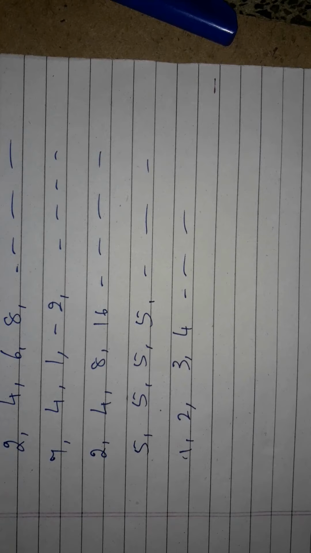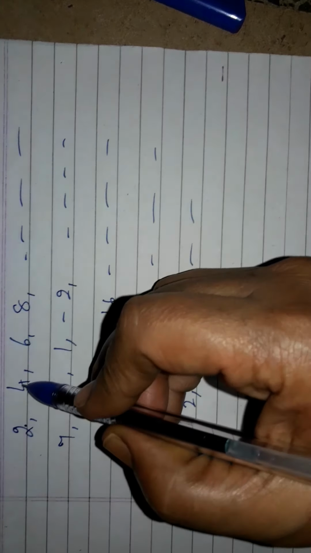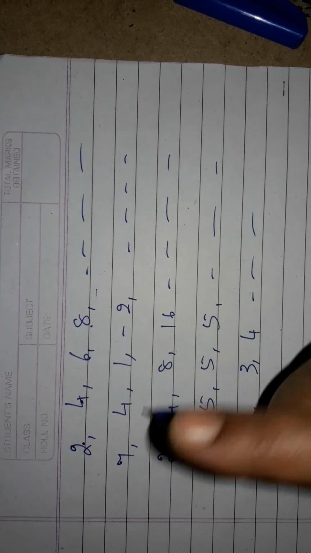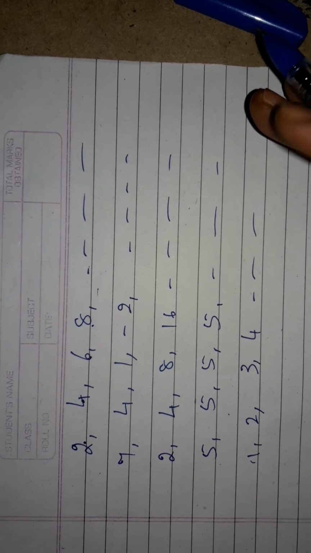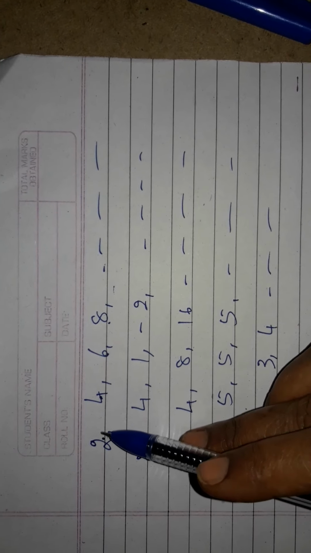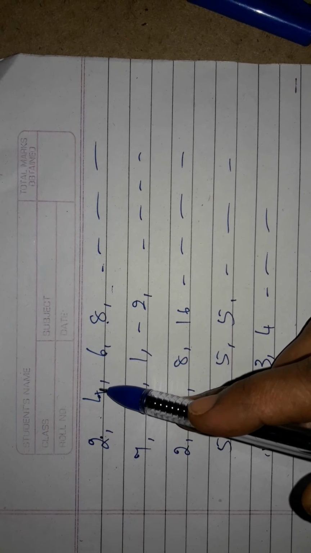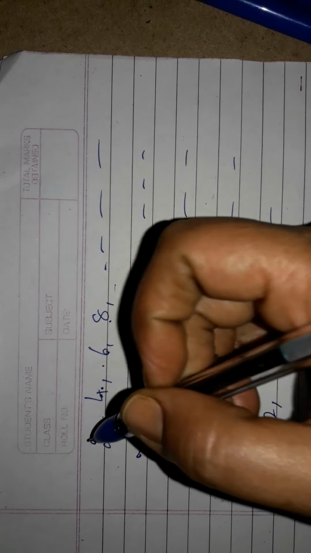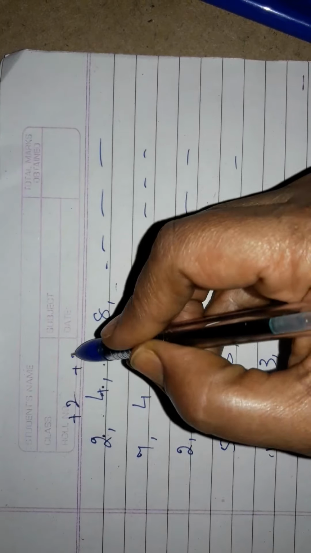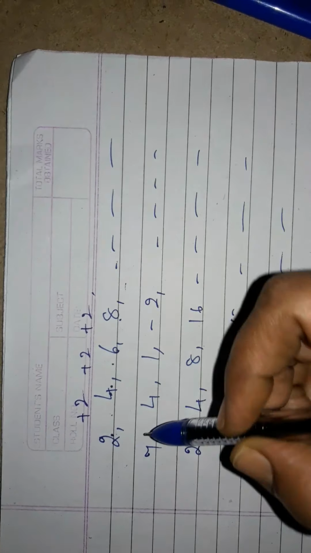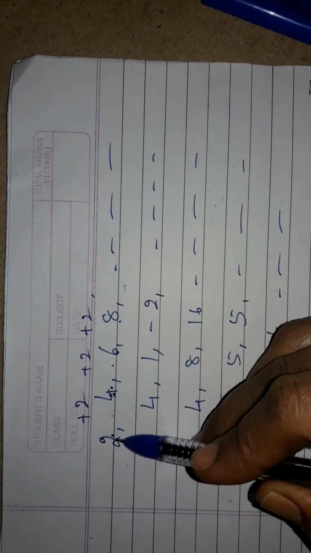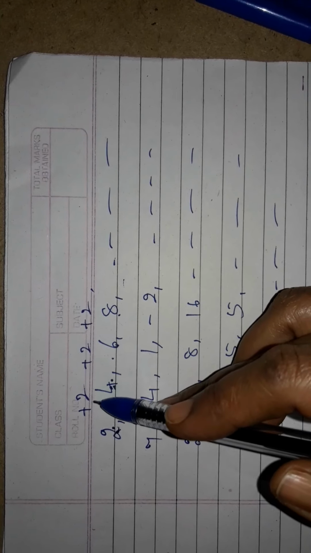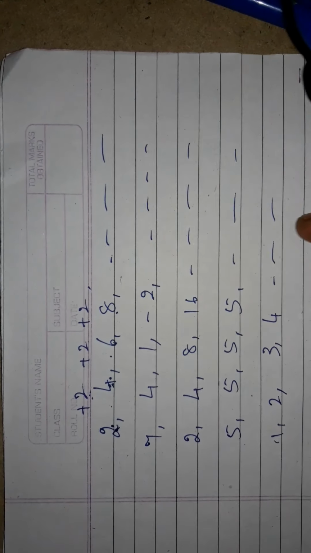See, in the first one, you take 2, then 2, 4, 6, 8. This is called one sequence, an arrangement of numbers. What is the arrangement here? We are adding 2: 2 plus 2, we get 4. Plus 2, next 6. That means plus 2. The difference between two consecutive numbers is 2, 2, 2. We are getting the same difference here.